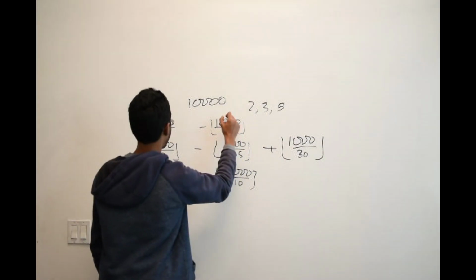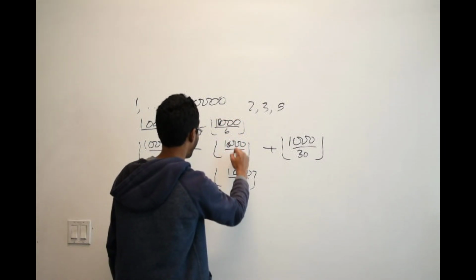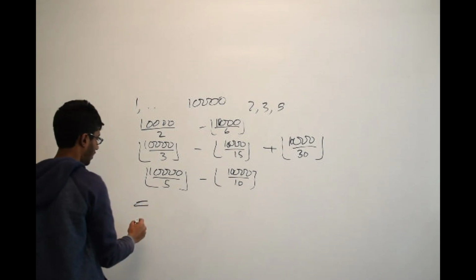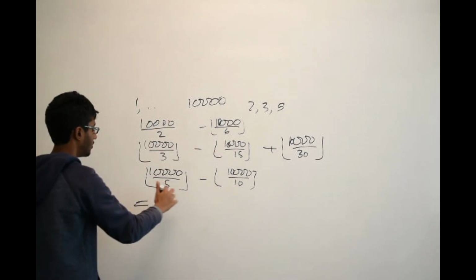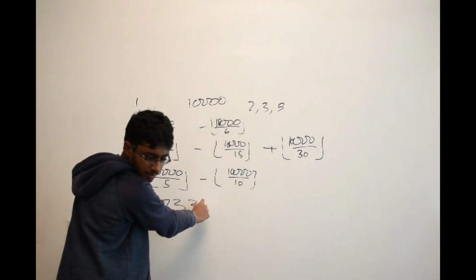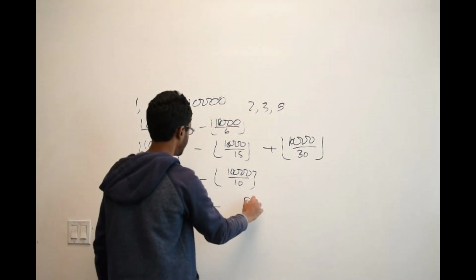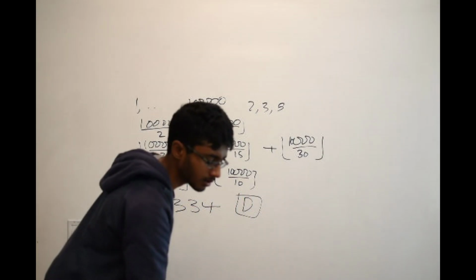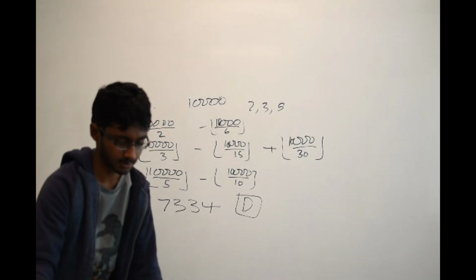Yes, sorry, 10,000. All of these 1,000s are actually 10,000s. If you expand all of this out and do the divisions, you're going to get 7,334, which is D. And yeah, that's it.